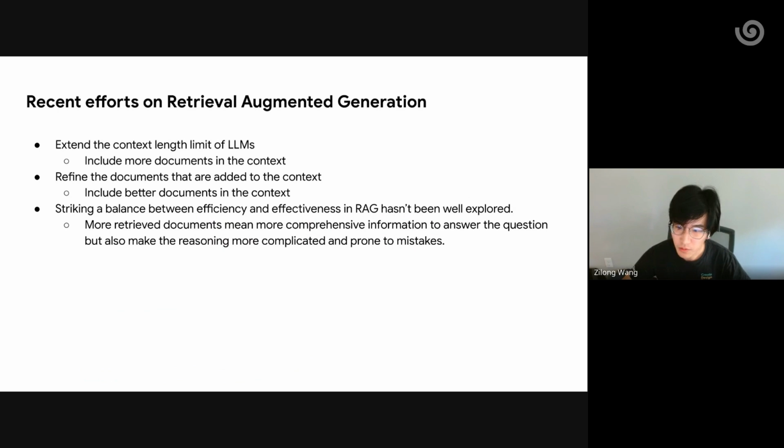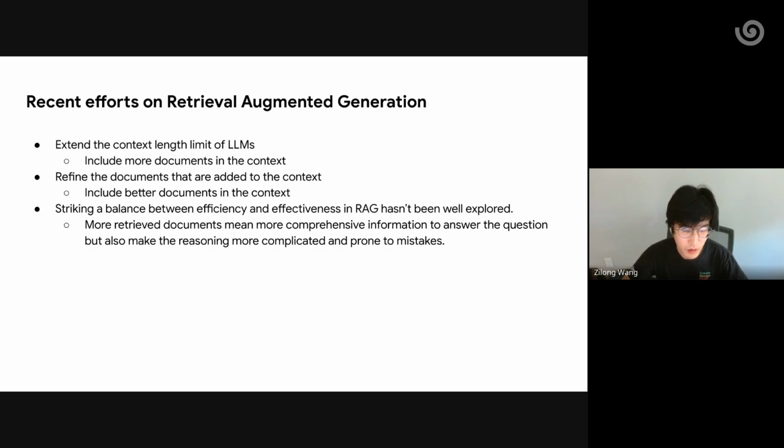This is a very popular topic. There are a lot of recent efforts on RAG. First things first, since we need to incorporate the retrieved documents into the context, one direction is to extend the context length of our models. If you go back and look at large models since ChatGPT came out, the context window is larger and larger. I still remember when I used BERT, the context window length was only 512, but you can see how long the context window is now for current large models.